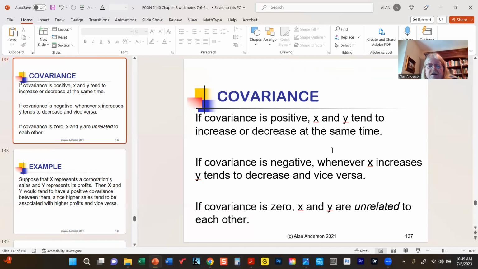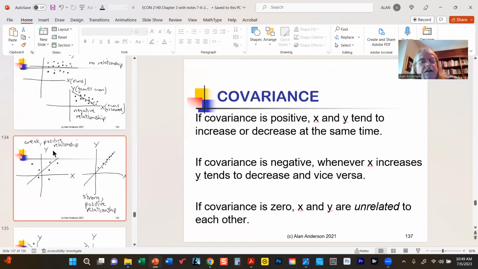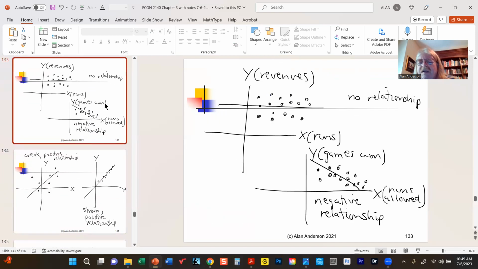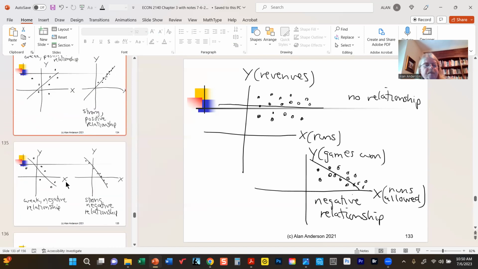The covariance is set up so that if it is negative, that means we have a negative relationship, which means that the two variables tend to go in opposite directions. So in other words, just like the runs allowed and the games won. The more runs you give up, the fewer games you'll win, and vice versa. So that graph would have a negative covariance attached to it.